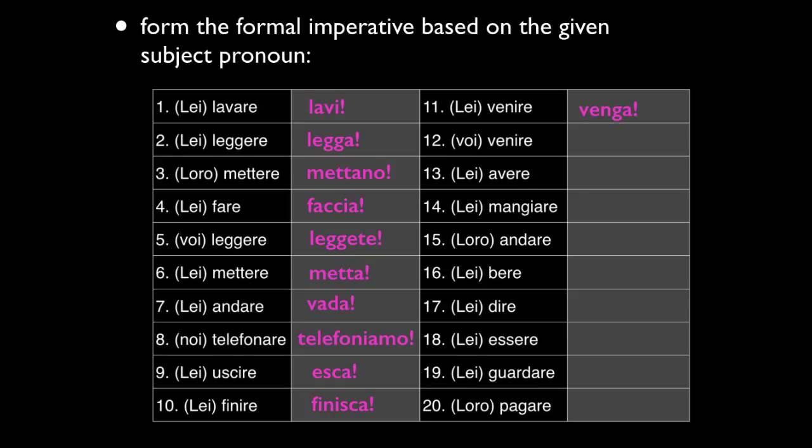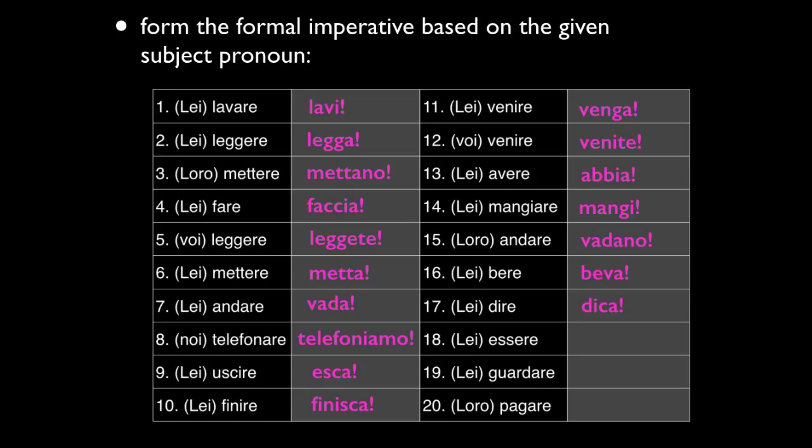12. Commanding a group of people that you are informal with, that's venire, that is venite in the imperative form. 13. Lei, avere, very irregular, this is abbia. 14. Mangiare, the lei form, that is mangi. Notice you don't double the I there, right? You chop off the ARE, but as with these GI verbs, you want to make sure that you don't double up. It's not a stressed I sound, so you don't need to double the I. 15. Loro, andare, that is vadano. 16. Lei bere, that's beva. 17. Lei dire, that is dica.